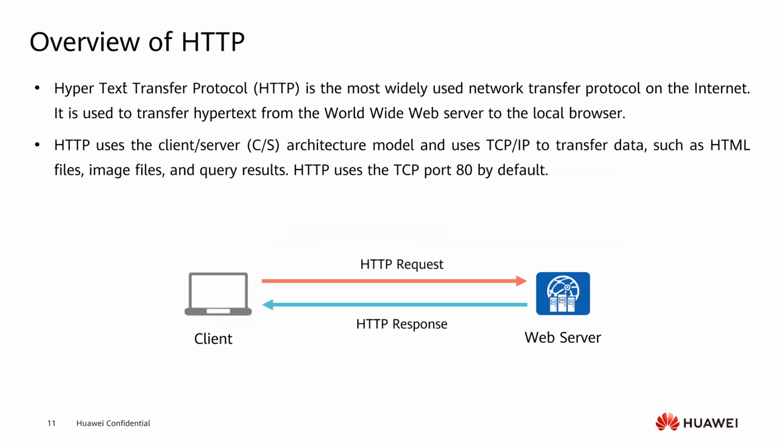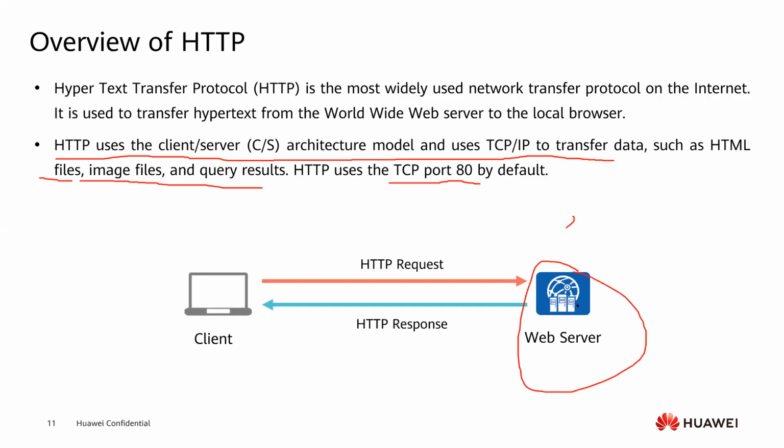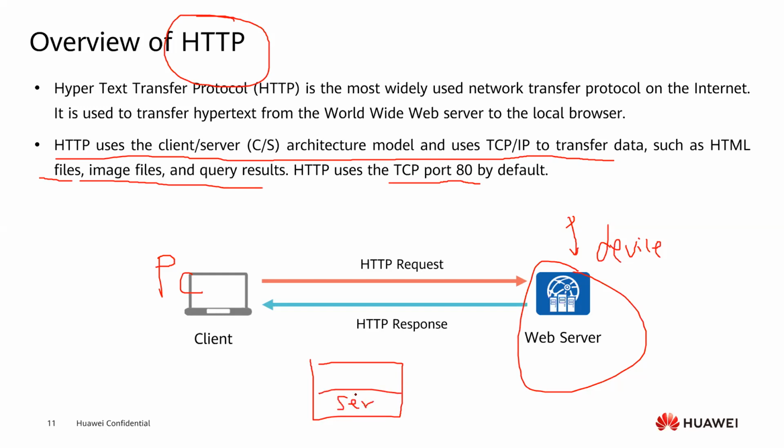Let's overview HTTP. HTTP uses the client and server architecture model and uses TCP to transfer data, such as HTML files, image files, and query results, and uses TCP port 80 by default. This is a web server, this is a device, and your PC is a client in HTTP. But for OPS, the client and the server are both on the local device.